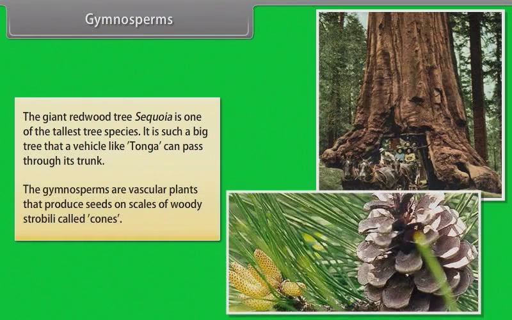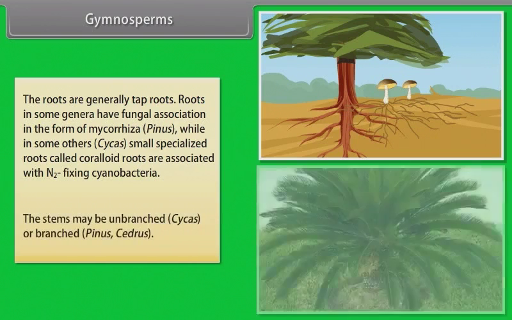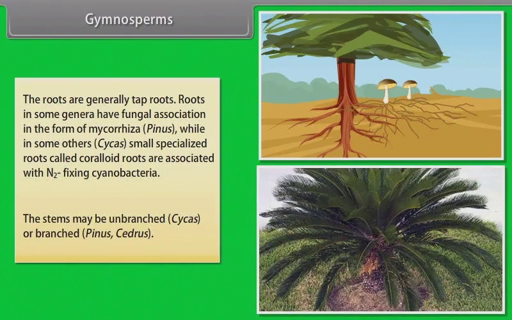The gymnosperms are vascular plants that produce seeds on scales of woody strobili called cones. The roots are generally taproots. Roots in some genera have fungal association in the form of mycorrhiza, Pinus, while in some others, Cycas, small specialized roots called coralloid roots are associated with N2-fixing cyanobacteria. The stems may be unbranched, Cycas, or branched, Pinus, Cedrus.